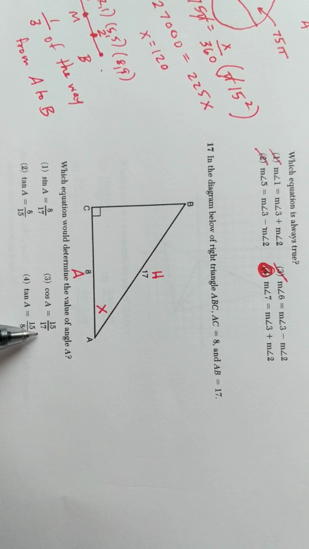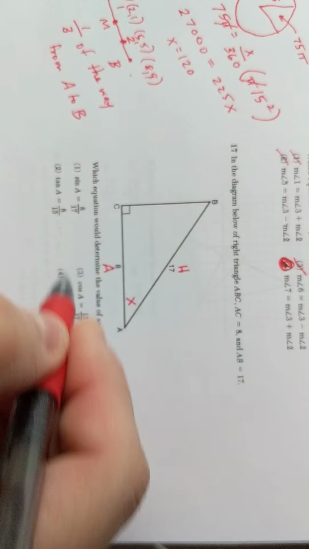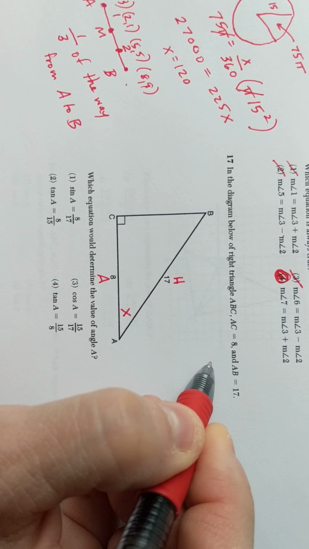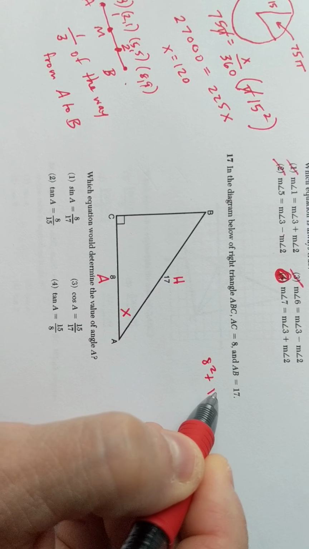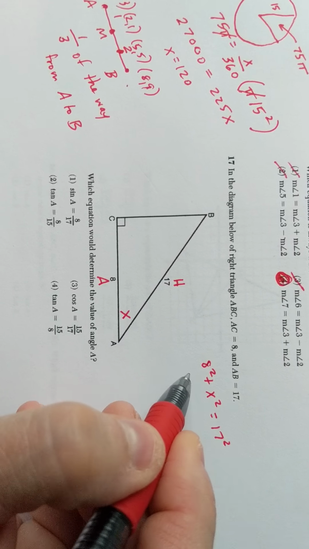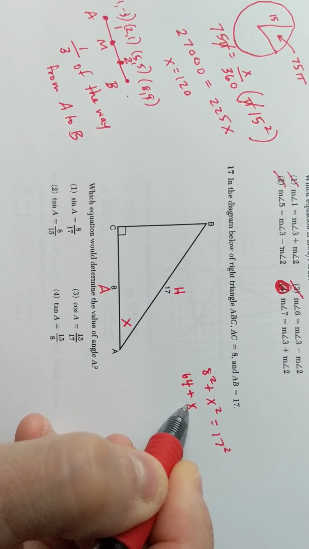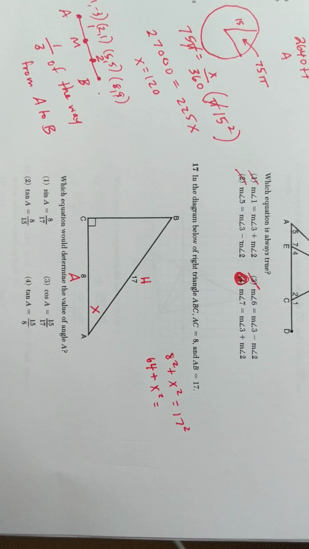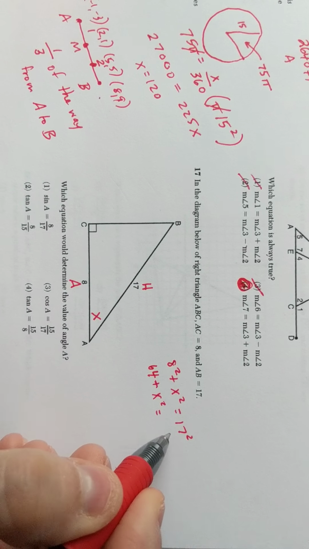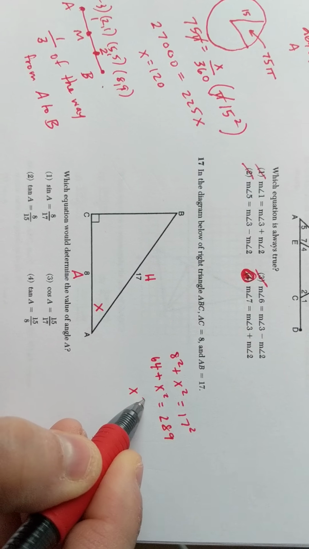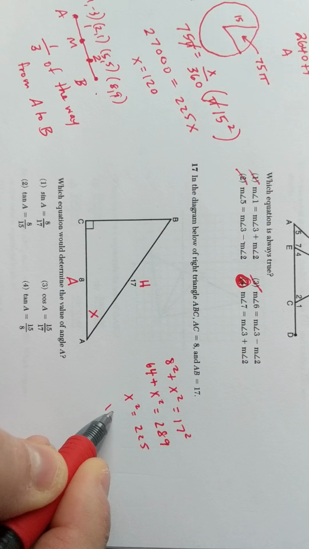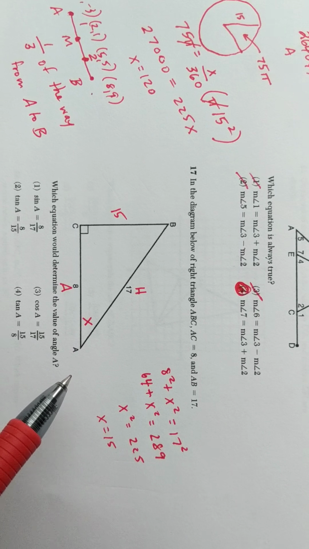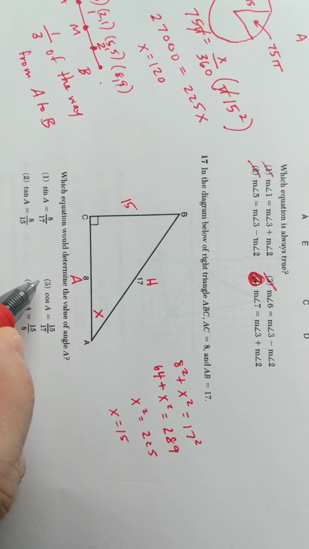15. Where did 15 come from? Good question. Since this is a right triangle and I know both sides here, we want to use the Pythagorean theorem, 8 squared plus x squared equals 17 squared. So you pretty much know what it is. I think that's 289. Yep. So x squared equals 225, so x equals 15. So this is 15, okay? So this cosine's out because that's wrong.